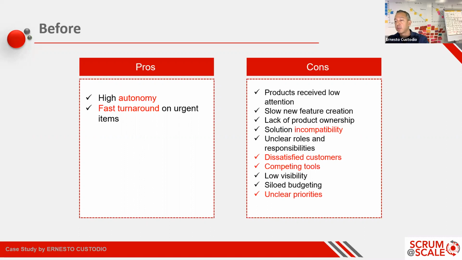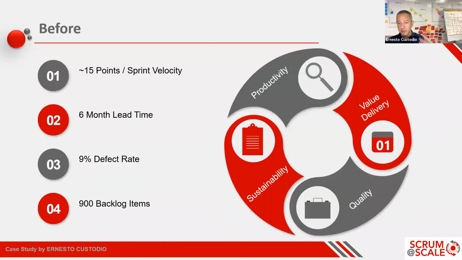The cons with that approach was that the teams essentially didn't necessarily have clear priorities on what to work on first, right? They had competing solutions and competing tools. There was no strategic direction for the product. They had incompatibilities between the different products. They often worked on the same thing in different teams, right? And the problems showed up in our key metrics.